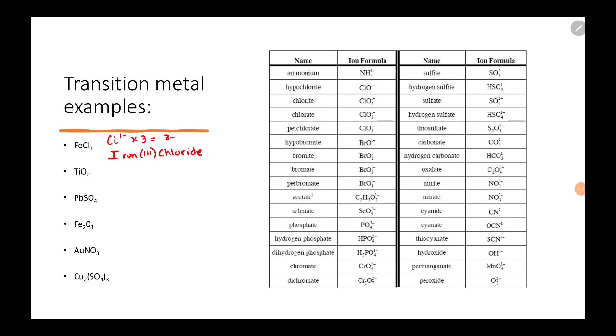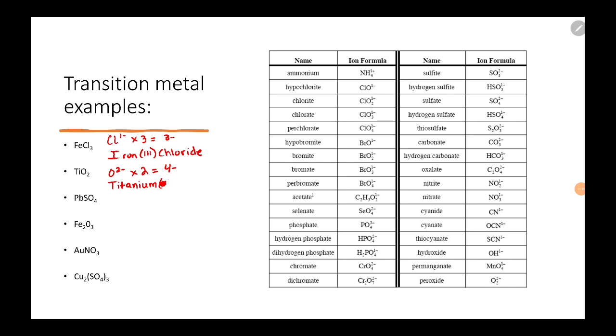The next example we have is TiO2. We know that oxygen typically forms 2- ions. Having 2 of them in the formula means there is a total of 4- charge that needs to be balanced out by our metal atom. We see that there is 1, and only 1, titanium atom in this formula, so the 1 titanium atom needs to balance out the 4 negative charge. That means it is a 4+ charge titanium atom.